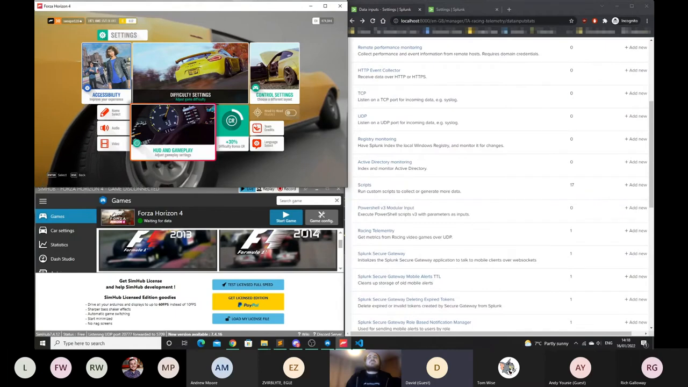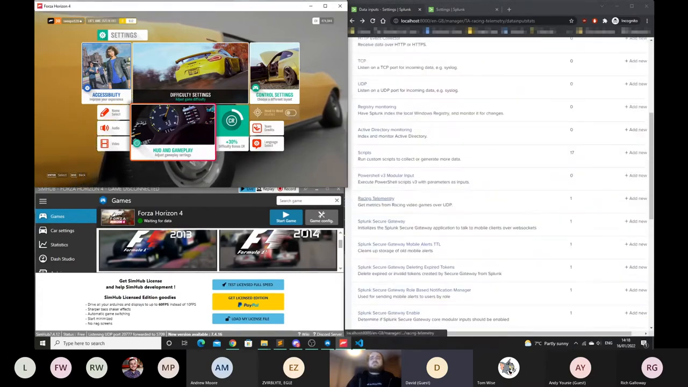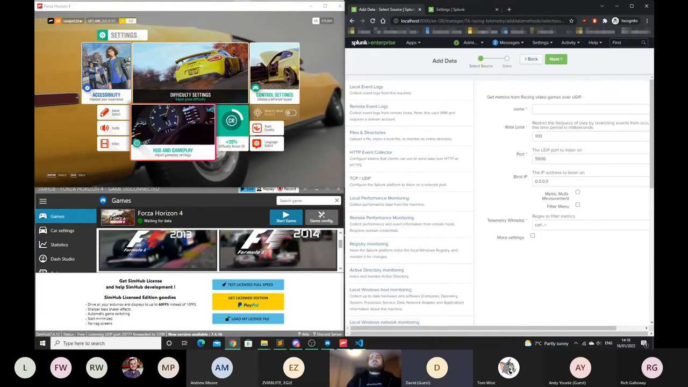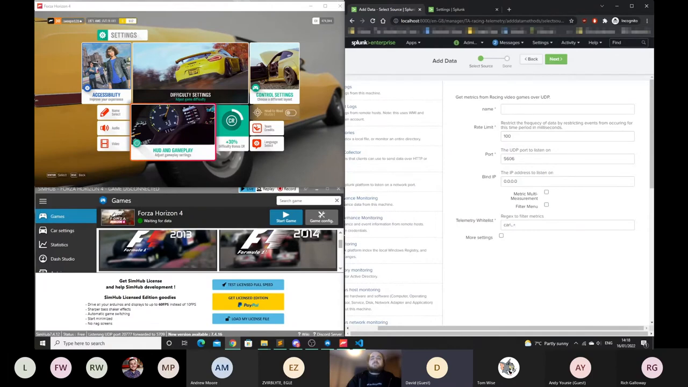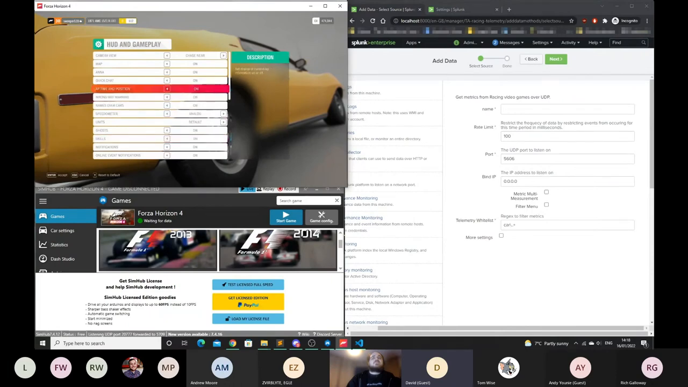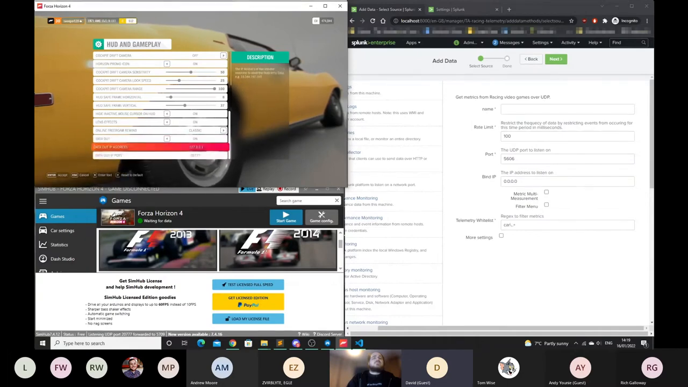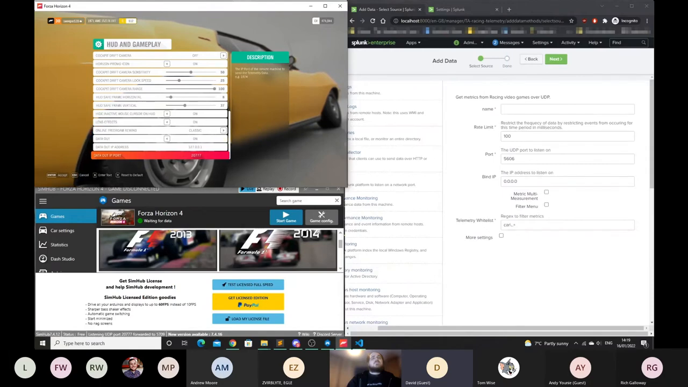Now that we've installed the TA, we can set up the racing telemetry input. In the list of data inputs, you should see it under racing telemetry. If you go into add new, you will see the settings for this input. But before you can fill this in, you need to work out how Forza sends its data to Splunk. In settings under HUD and gameplay, right down at the bottom is this data out option. This is defaulted to off, but if you turn it on, it starts the UDP telemetry data out service. These two options are unlocked as part of turning this on, and this is the IP address that the UDP data is sent to and the port that it's being sent on.